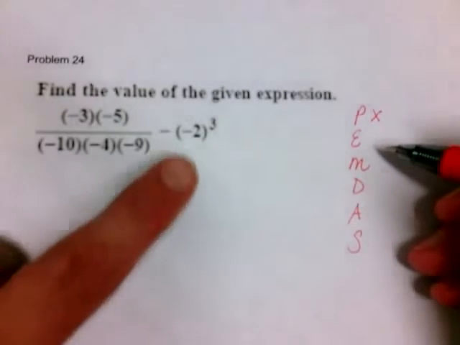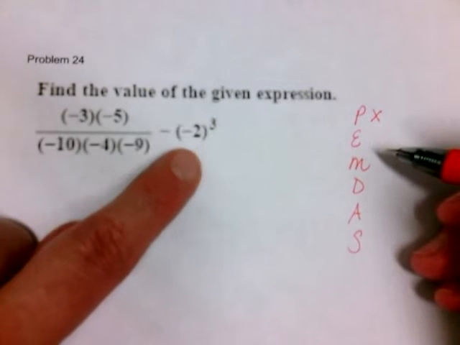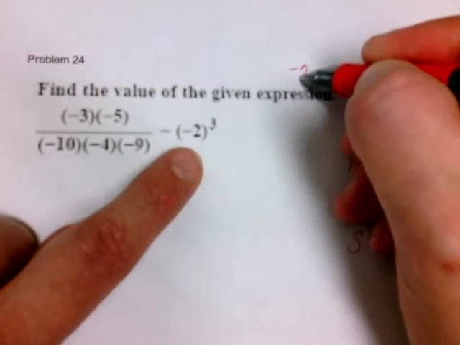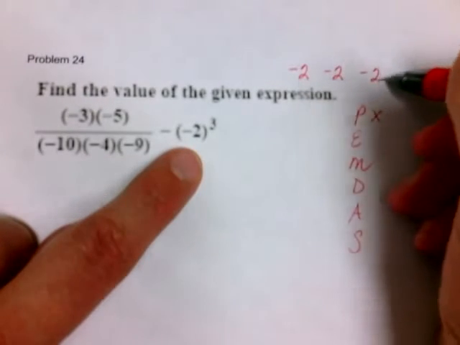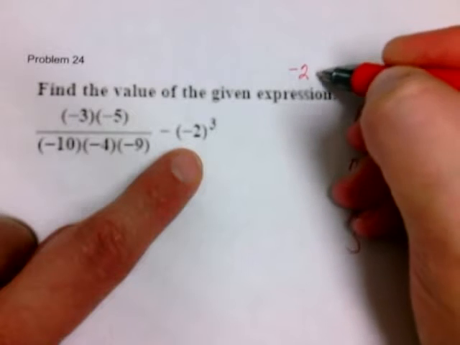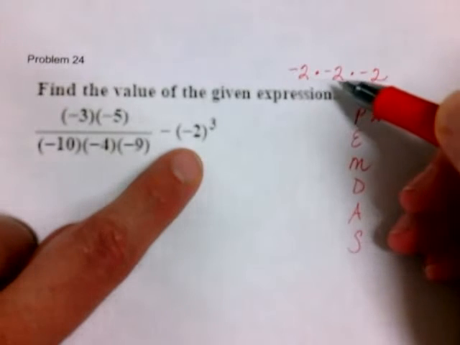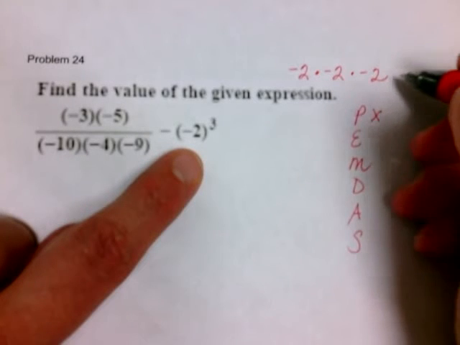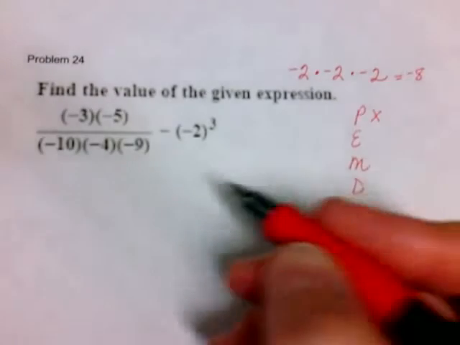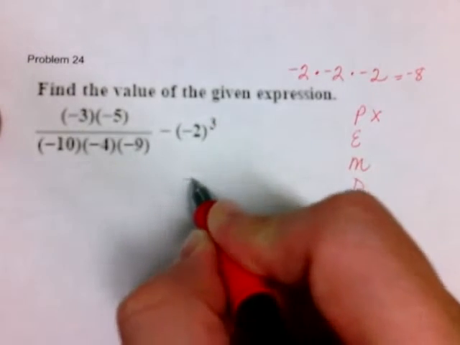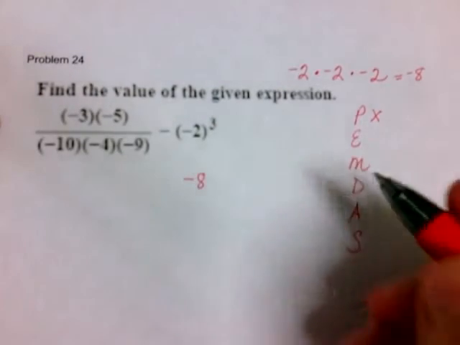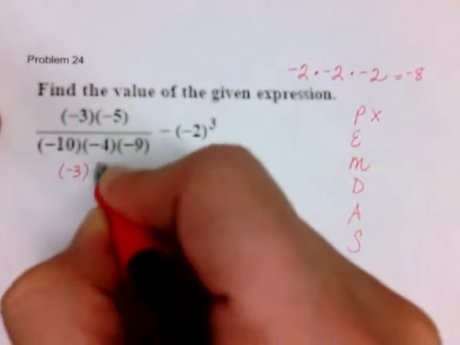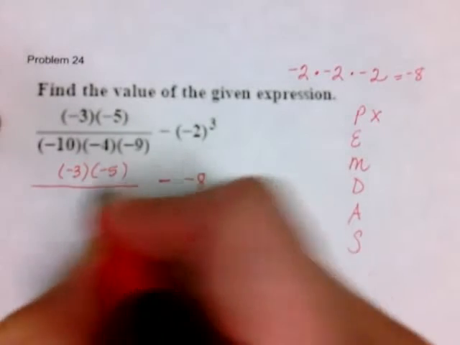Next, I'm going to exponents, and I do see one. So let's think about what negative 2 to the third means. That means to write negative 2 three times and multiply them all together. So negative 2 times negative 2 would give me 4, and 4 times negative 2 would give me negative 8. So in place of this negative 2 to the third, I'm going to put negative 8. And then it's a good habit to go ahead and write the rest of the problem before you move on to the next step.